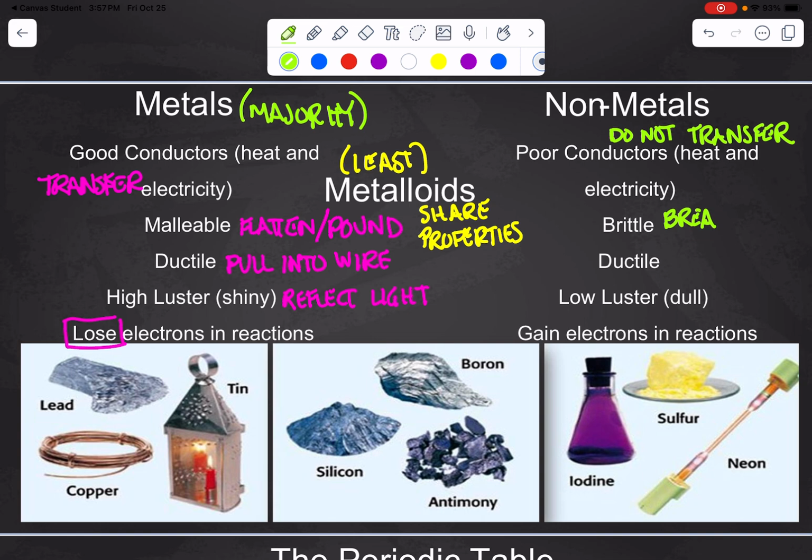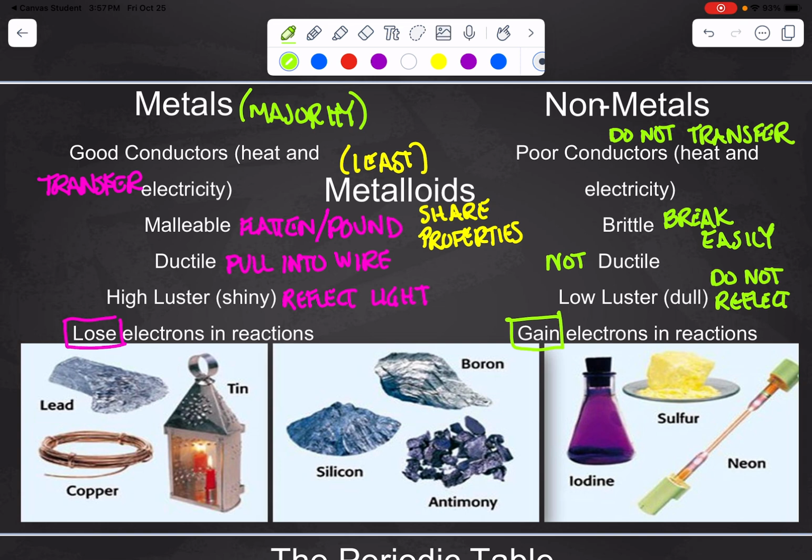They don't hang together like the metals do. They are not ductile, so you cannot pull them into a wire. And notice that they are dull. They do not reflect light. And they tend to gain electrons, and we'll talk more about that when we form ions.